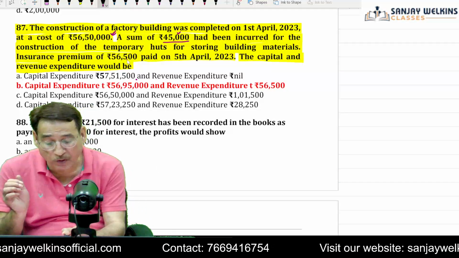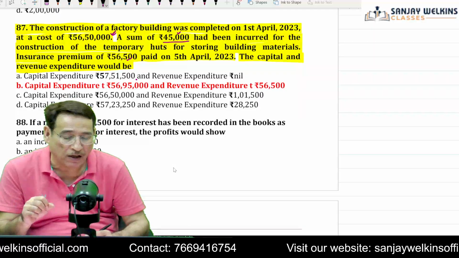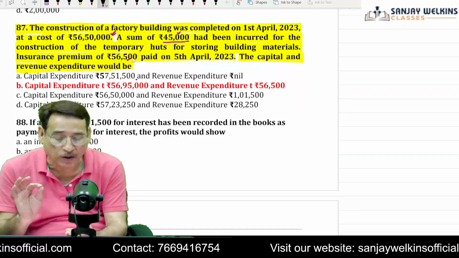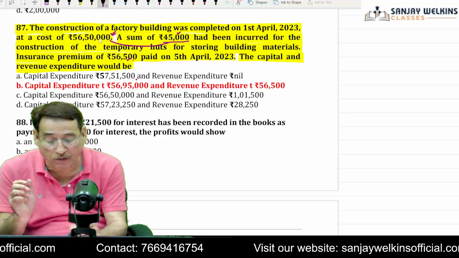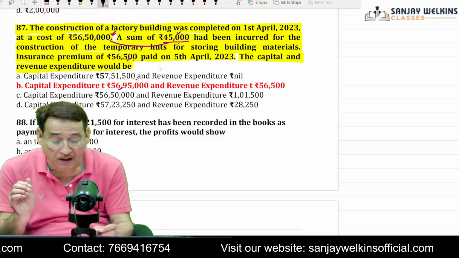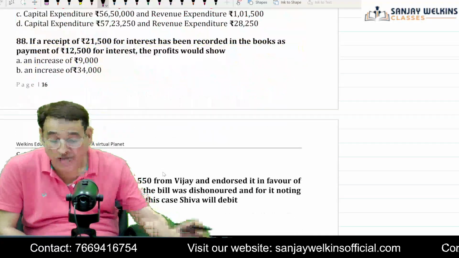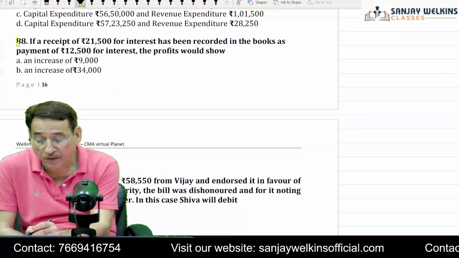However, the insurance premium which you have paid is not related to construction of building. So it will be considered as revenue expenditure. So total capital expenditure will be 56,50,000 plus 45,000, which is 56,95,000, and 56,500 will be your revenue expenditure. Last year this question was asked.